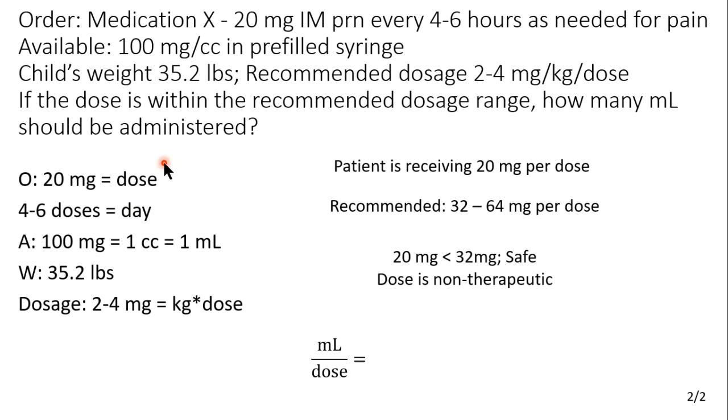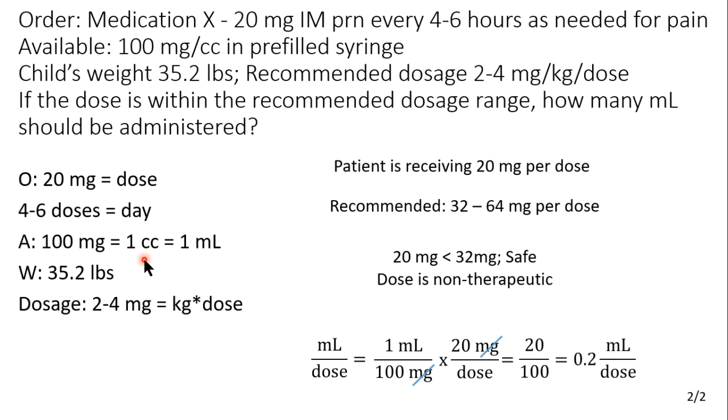So since it's safe, the milliliters per dose would be, for the available, they told us is in cubic centimeters, but cubic centimeters is the same as milliliters. So you can just write it as 1 milliliter over 100 milligrams. Then we want to get rid of the milligrams, so we multiply it times the order, which is 20 milligrams per dose. Milligrams cancel out, so we just divide 20 by 100, which gives us 0.2 milliliters per dose.